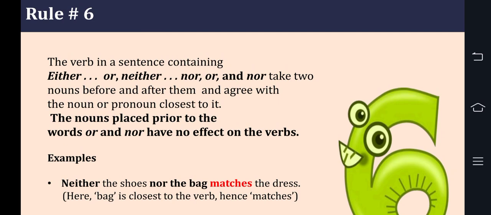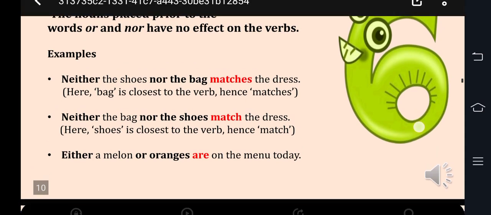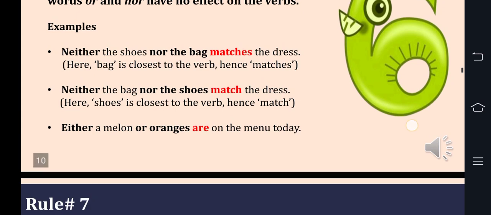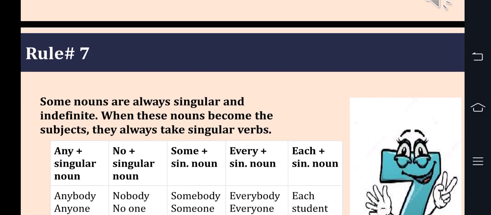Now let's see some examples. Neither the shoes nor the bag matches the dress. Here, bag is closest to the verb, hence matches is used. Neither the bag nor the shoes match the dress. Here, shoes is closest to the verb, hence we are using match. Either a melon or oranges are on the menu today. Dear students, hope you are able to follow it.